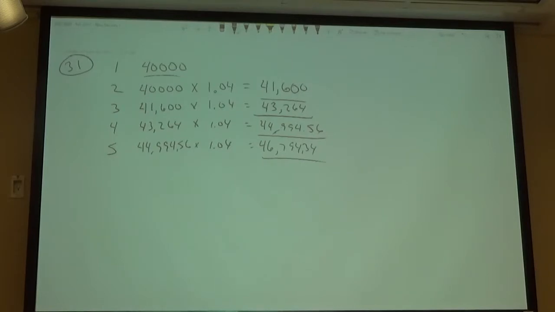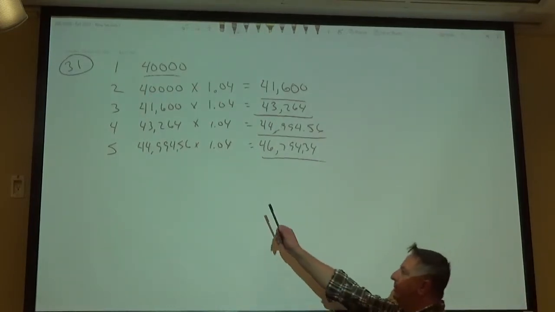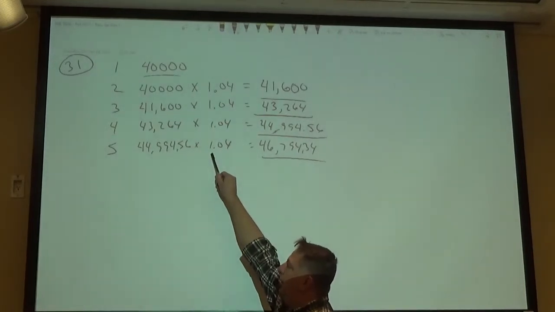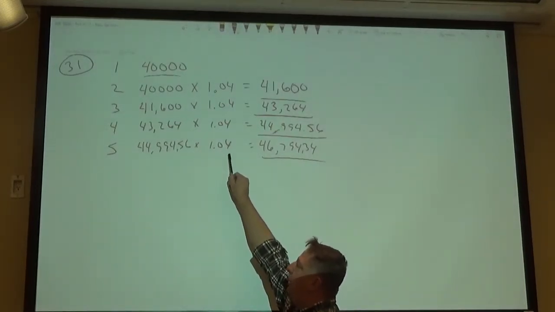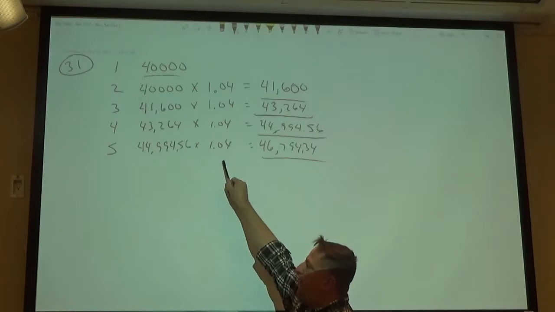Does that make sense? That part of it? Okay? Because all you're doing, once again, is simply multiplying it by itself, which is 1, and then adding to that 1 the 4% growth rate. That's where the 1.04 comes from.